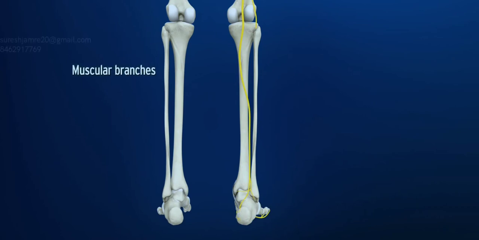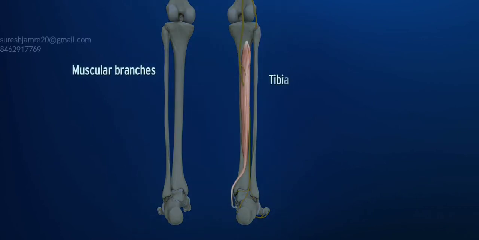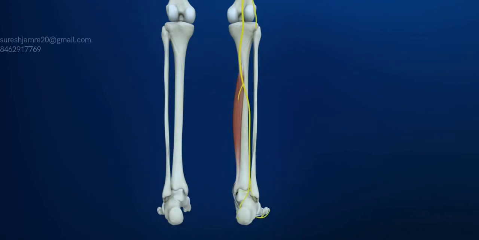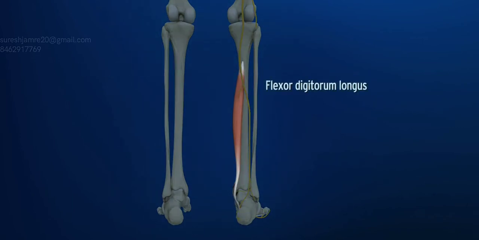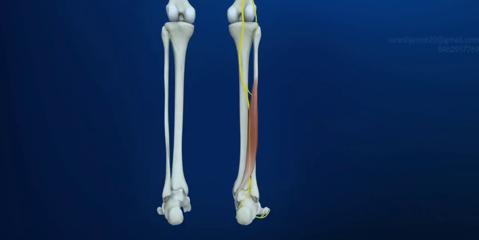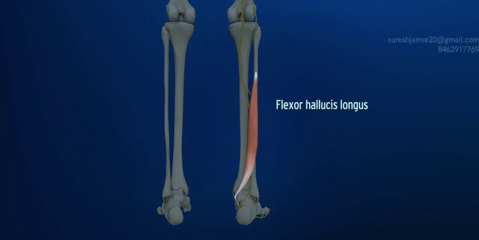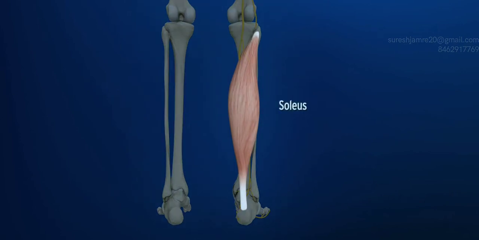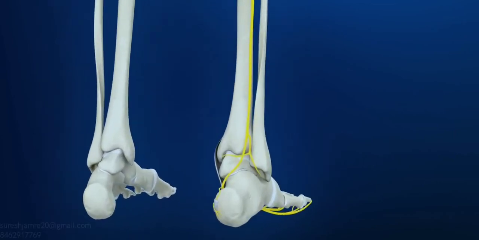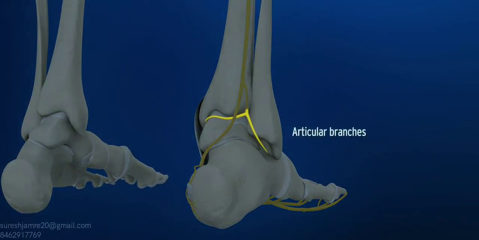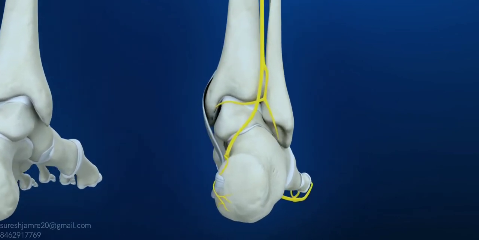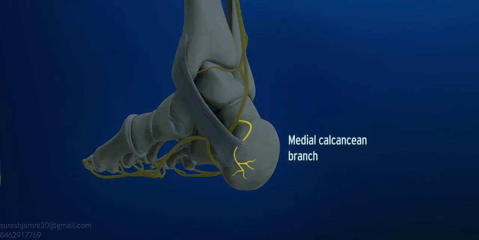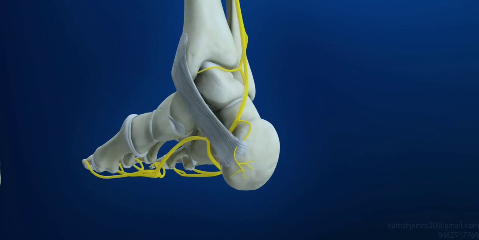Branches. Muscular branches to tibialis posterior, flexor digitorum longus, flexor hallucis longus and soleus. Articular branches to ankle joint. Medial calcaneal branch. It pierces the flexor retinaculum and supplies the skin of heel.